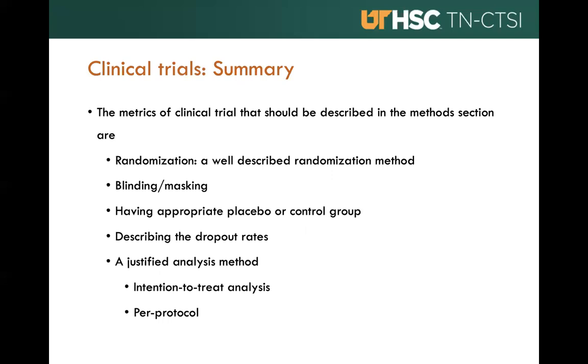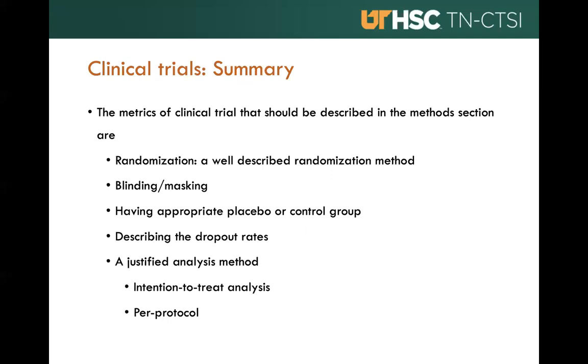A peer reviewer will look at whether randomization has taken place in the clinical trial, whether the randomization was well described, and whether the randomization was actually effective, whether it was as described and can be taken as randomization having been conducted. So the quality of randomization will also be assessed, and it's one of the quality metrics of clinical trial. And the other one is blinding or masking.